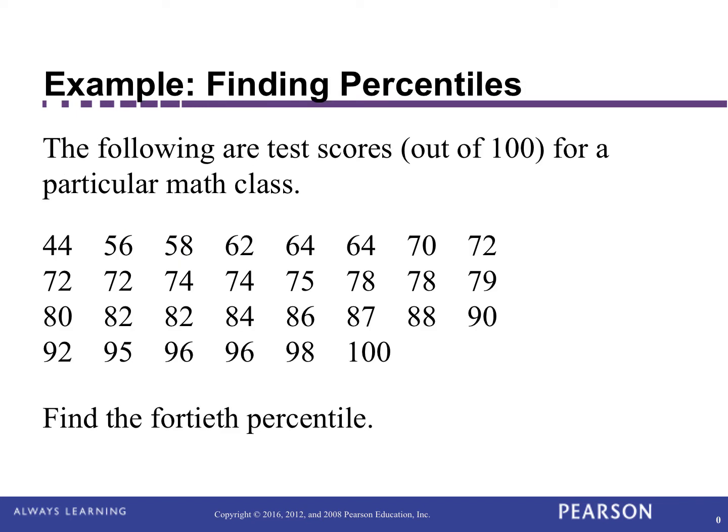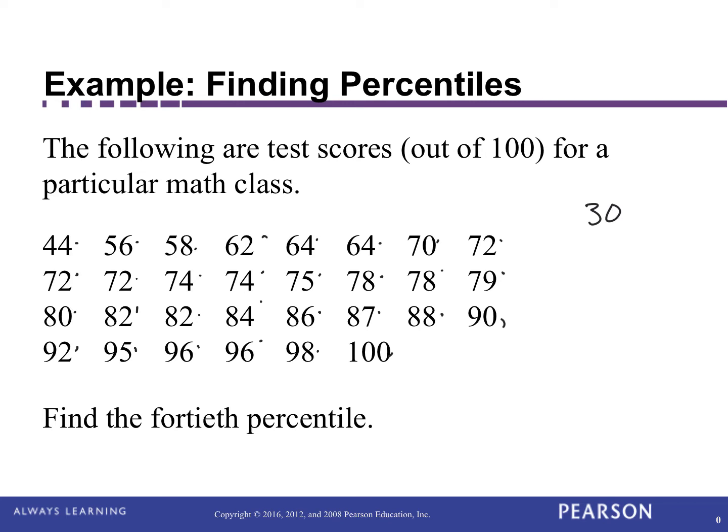The following are test scores out of 100 for a particular math class. So we want to find the 40th percentile. First thing I'm going to do is count how many numbers there are. So there's 1, 2, 3, 4, 8, 12, 16, 20, 24, 27, and 30. So there's 30 numbers altogether.